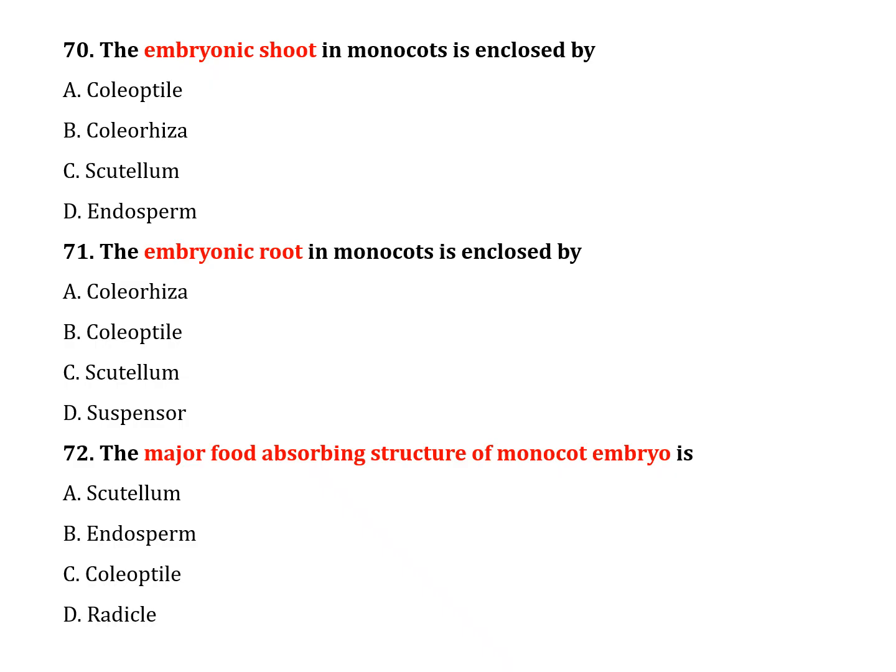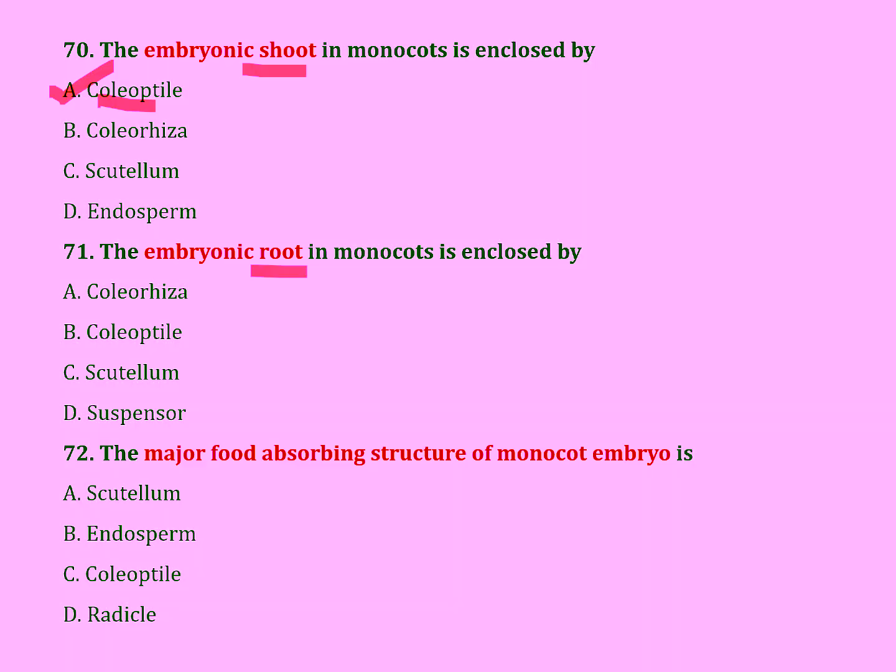The next question, number 70. The embryonic shoot in monocot is enclosed by option A coleoptile, option B coleorhiza, option C scutellum, option D endosperm. Correct answer is option A, coleoptile. The embryonic shoot in monocot is enclosed by coleoptile. The next question, number 71. The embryonic root in monocot is enclosed by option A coleorhiza, option B coleoptile, option C scutellum, option D suspensor. Correct answer is option A, coleorhiza.